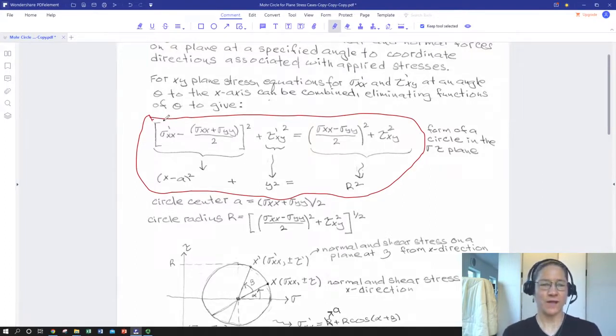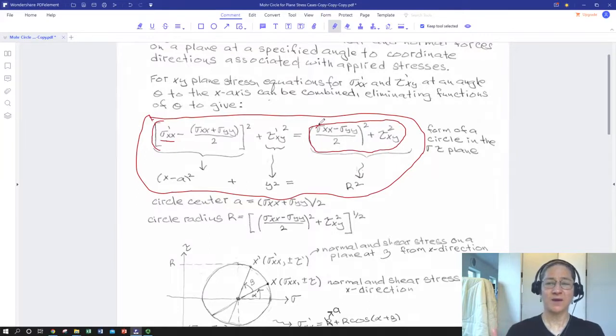So what we end up with in this expression is a first term where we have our normal stress on our tilted plane minus some combination of our applied normal stresses, then we have that squared. And then we have our shear stress on our tilted plane squared. And then we have a term over here that is nothing other than our applied normal and shear stresses. So presumably we know those.